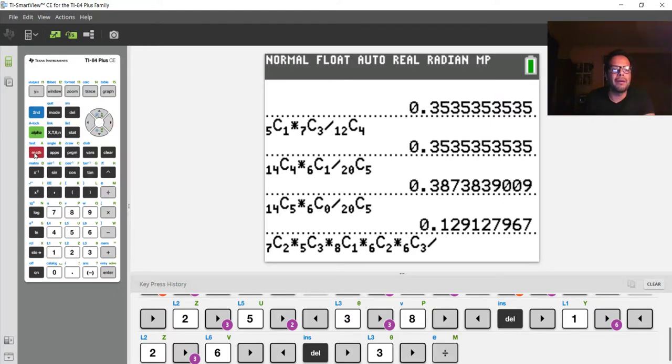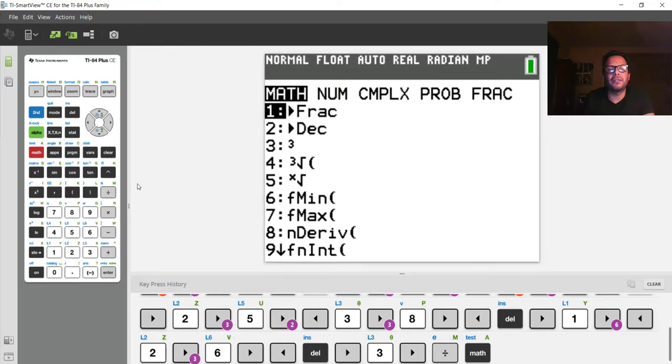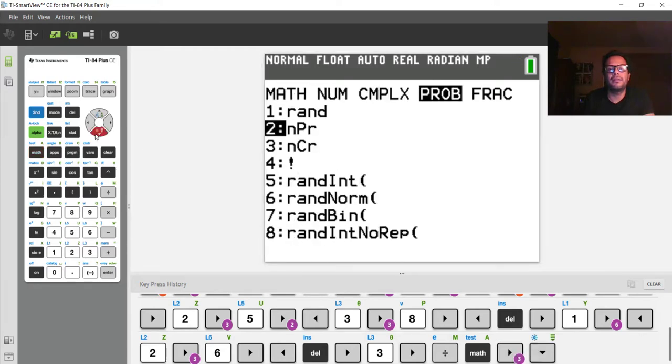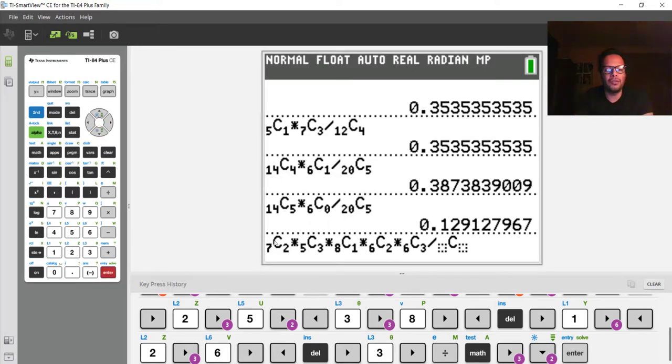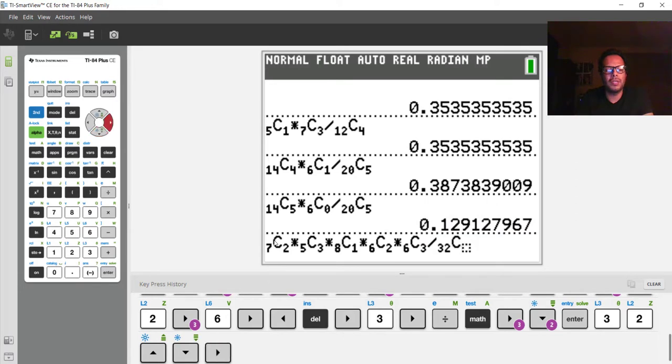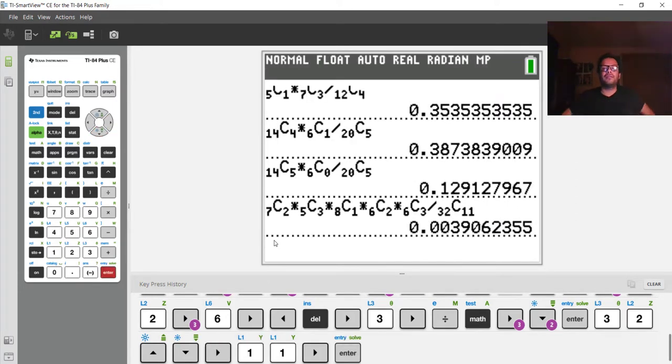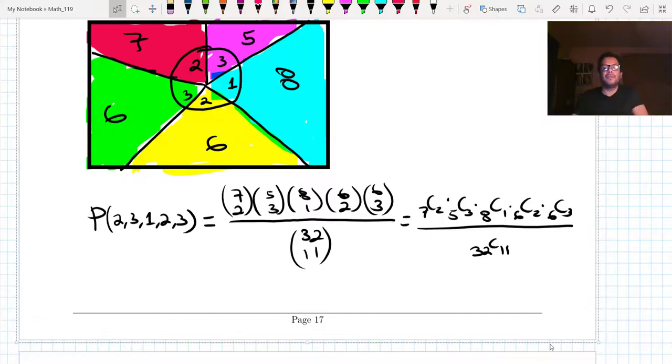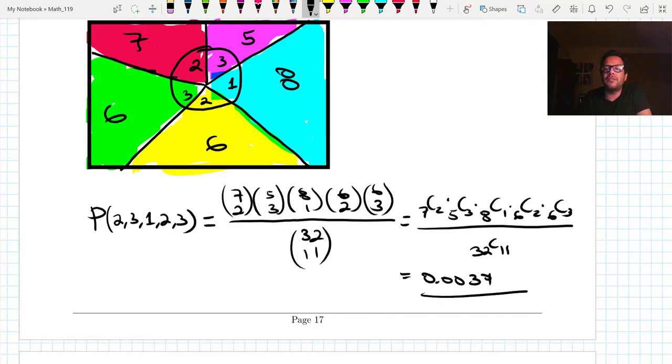I'm going to do this math thing right here. I think it's going to be better. Enter. And this will be 32 choose 11. So let's, and I'm going to get 0.0039, which I'm going to round to 0.004. Okay. So this will be 0.0039, which is, well, let's keep it to 4 decimal places.